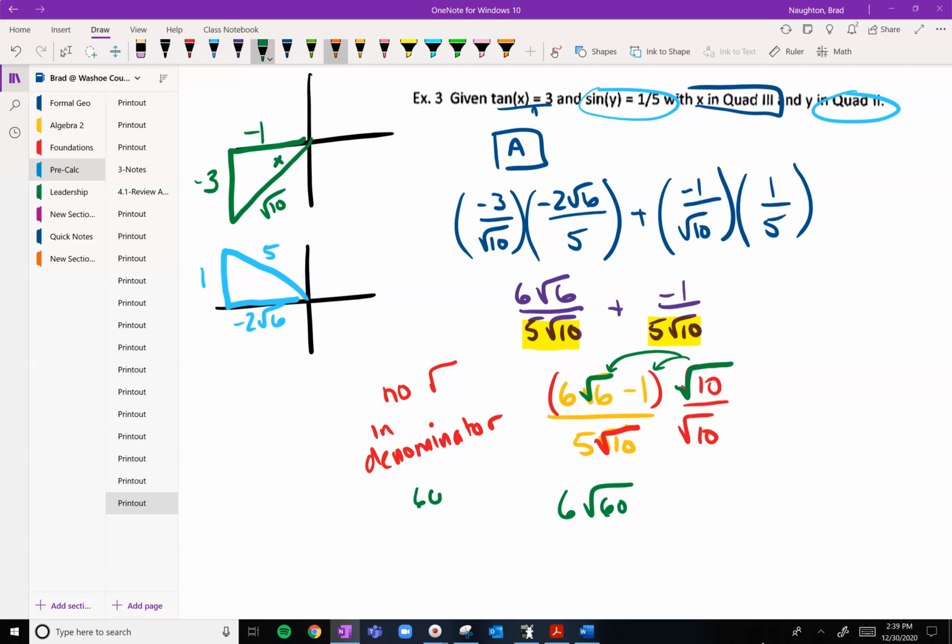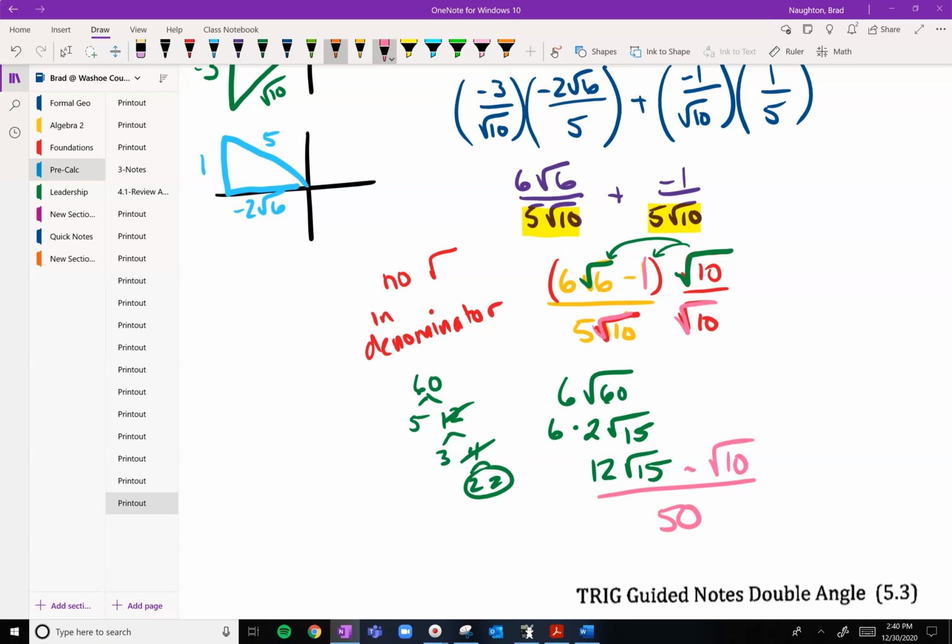But 60 is actually something we can break down in a factor tree. So 5 and 12, 3 and 4, 2 and 2. There's your pair. So this is going to come into a 2 root 15. And then I have the 6 in front of that. So this is actually going to become 12 root 15. And now I can just do this 1 right here. So minus a 1 times root 10, or just root 10. And then this is going to become root 10 times root 10, which is just going to be 10. So 5 times 10 is going to give us 50. So that is our answer for that one.